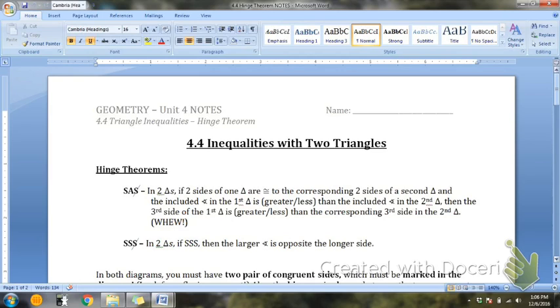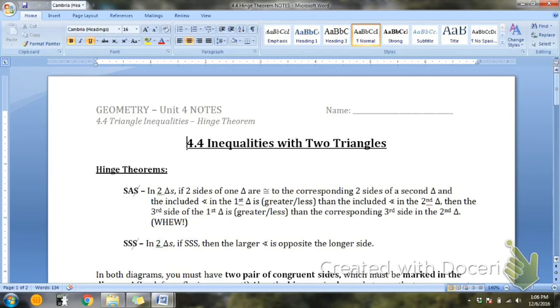But in two triangles, if two sides of one triangle are congruent to corresponding two sides of a second triangle, and then we have an included angle, then that included angle in the second triangle and the third side of the first triangle is greater or less than the corresponding third of the second triangle. Ooh, that's why you put that. Right? That is a lot. And what does that mean?